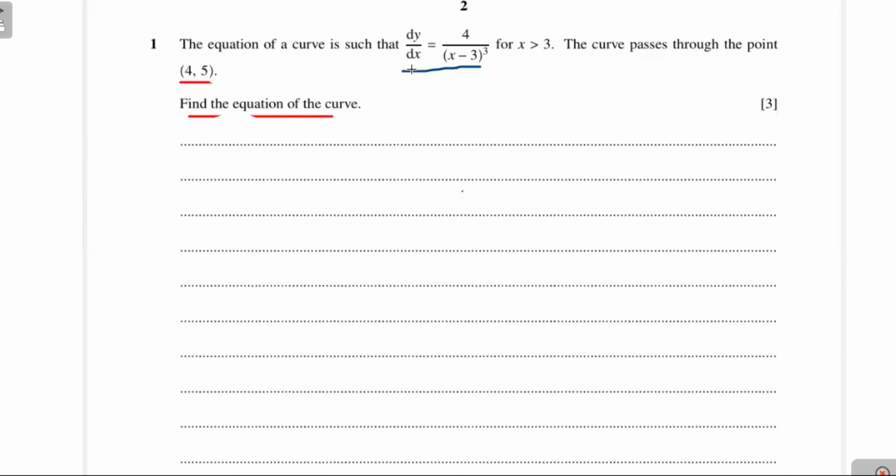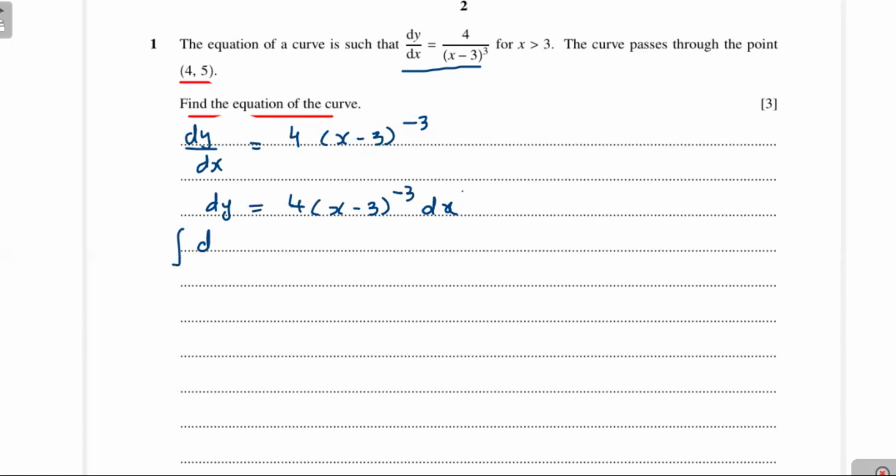Now you see here dy over dx equals 4 over (x minus 3) power 3. We write it as dy over dx equals 4 into (x minus 3) power minus 3. Now we shift the dx from left to right side. We get dy equals 4 into (x minus 3) power minus 3 dx. Now to find the equation of the curve, we take the integration on both sides.